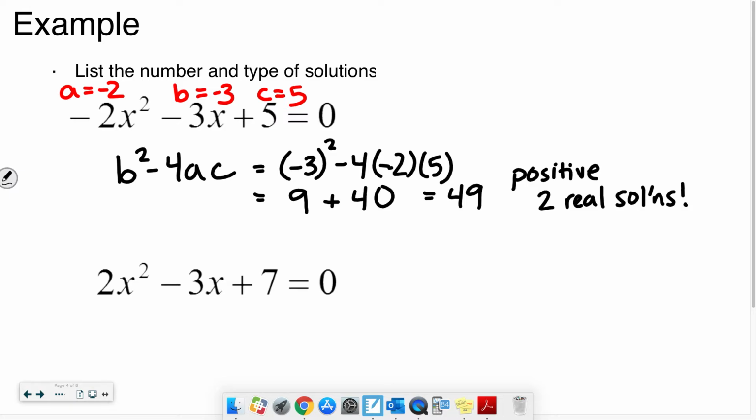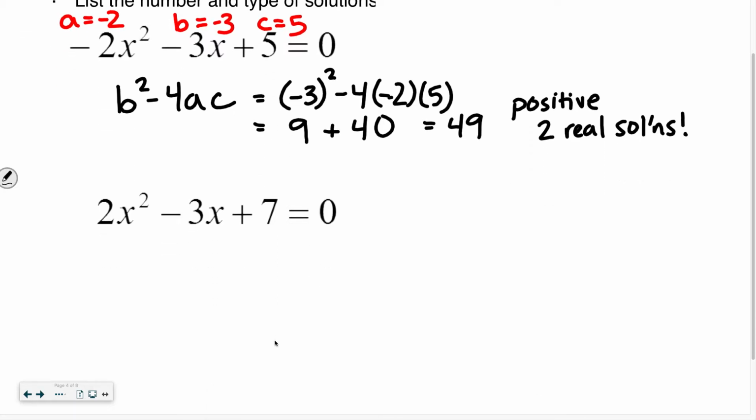I'll do the next one. 2x squared minus 3x plus 7 equals 0. Again, if it would help you, you can label what your a's, b's, and c's are. So in this case, a is 2, b is negative 3, and c is 7.